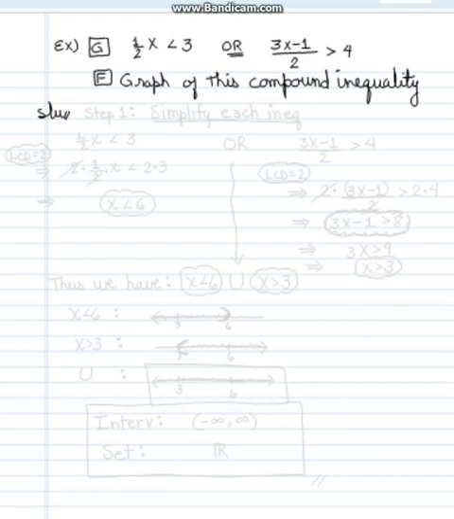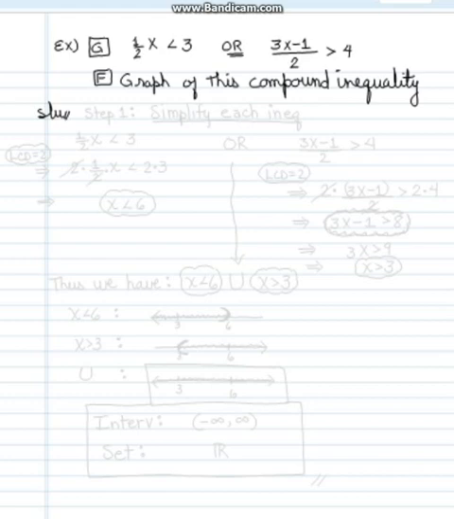Here we are given two inequalities. The first inequality is 1/2 x < 3. The second inequality is (3x - 1)/2 > 4. These two inequalities are given with the word "or" in between. The word "or" indicates a union.